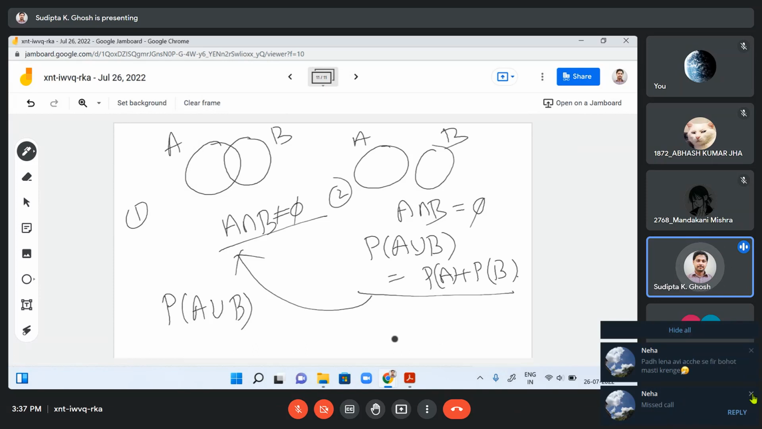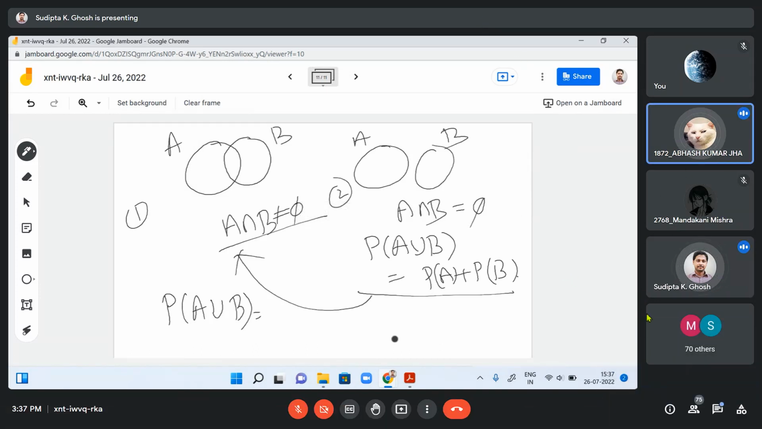If I am writing probability of A union B, that means which part? That means the A total, minus A intersection B, plus B minus A intersection B. So I am trying to say A union B means A minus A intersection B plus A intersection B plus B minus A intersection B.